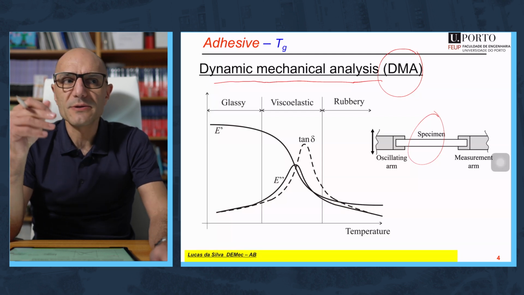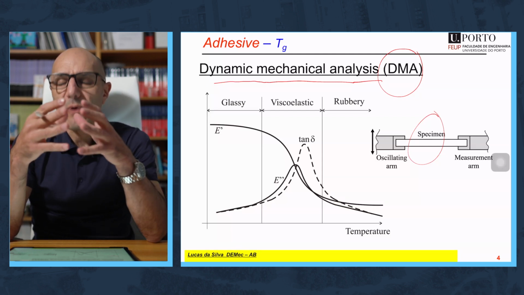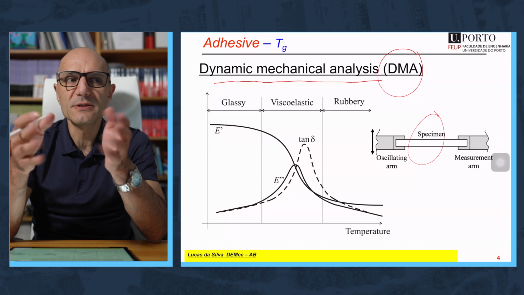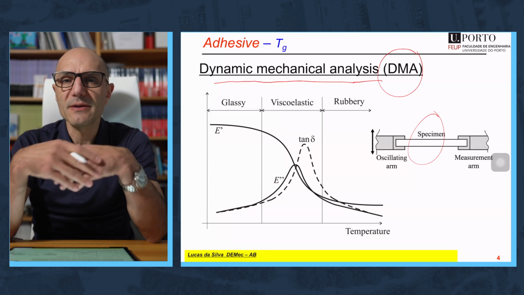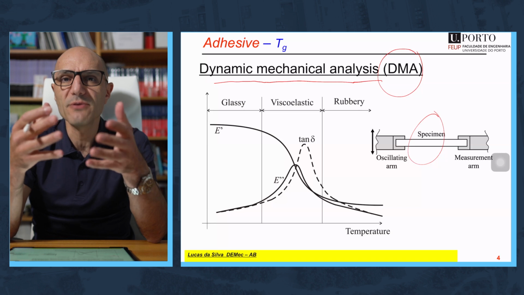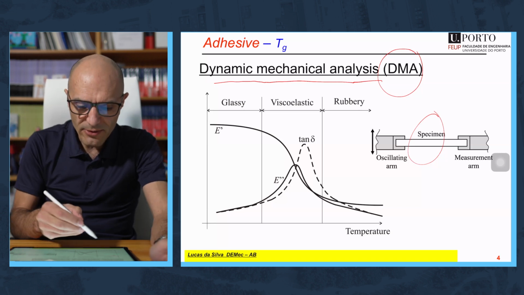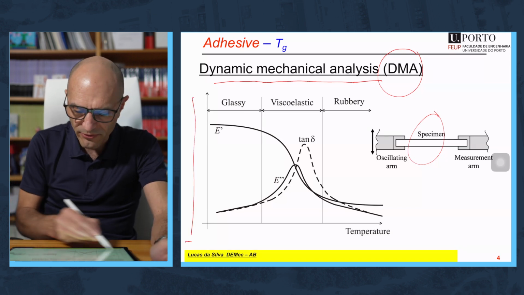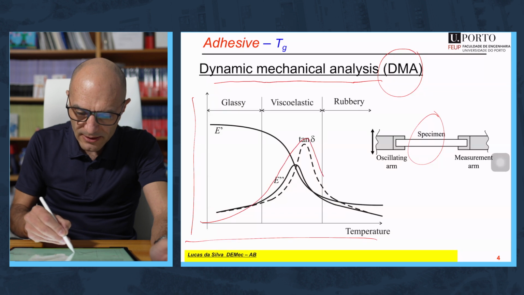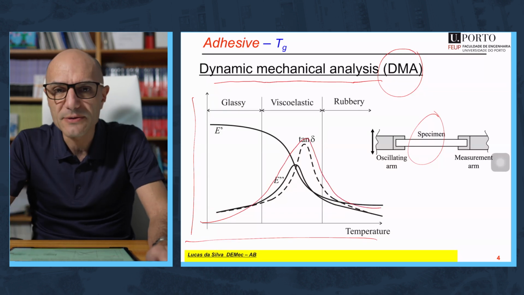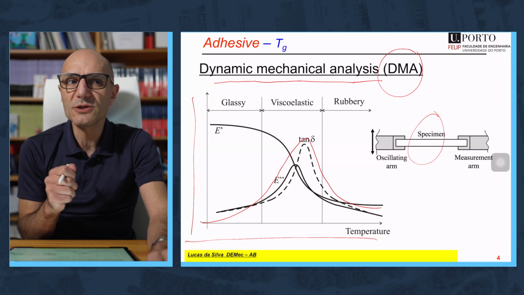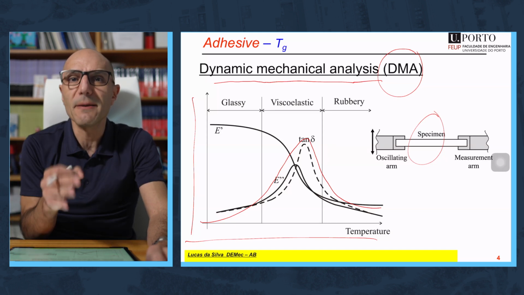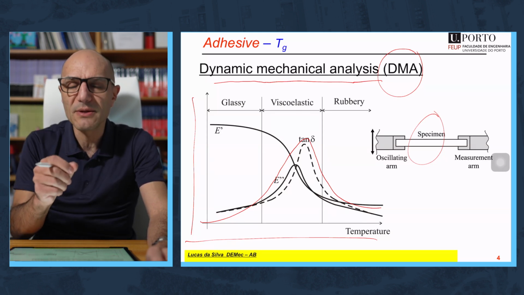And then you increase the temperature, and what happens is that when you are at TG, the phase difference between the two will be maximum, because there is maximum damping, there is maximum viscoelastic behavior of the adhesive, which is exactly represented here, where you have the property versus temperature, and tan delta is that phase difference between the two related to damping. So one very good way to measure TG is to measure the damping of the material, maximum damping at TG.